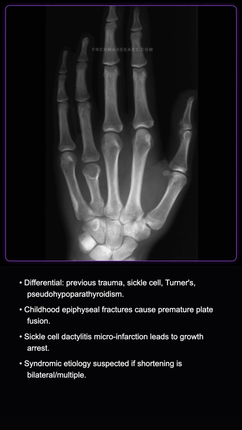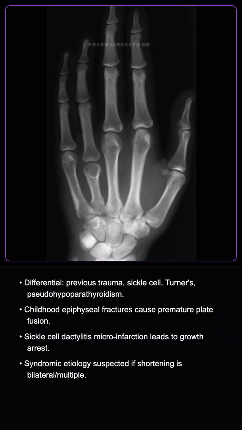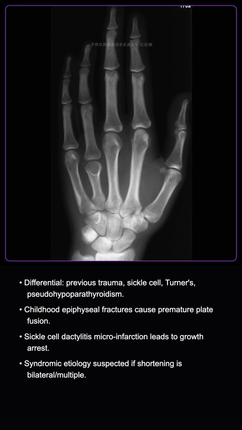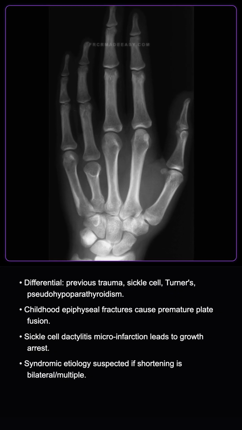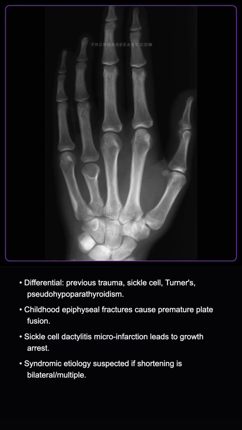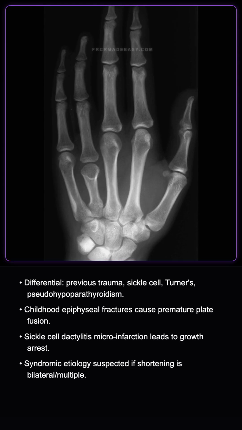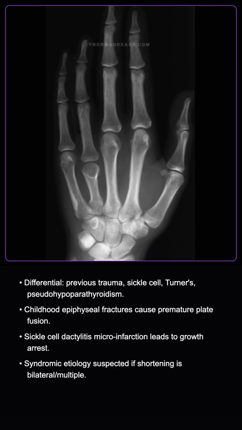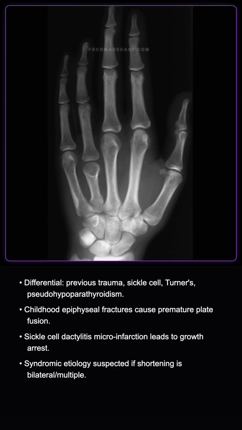The differential diagnosis includes previous trauma, post-infarction changes from sickle cell disease, Turner syndrome, and pseudohypoparathyroidism. In children, prior fracture involving the epiphyseal plate can cause premature fusion and shortening. Sickle cell disease causes microinfarction during dactylitis, leading to growth arrest. Genetic and endocrine syndromes must be suspected if the shortening is bilateral or involves multiple metacarpals.